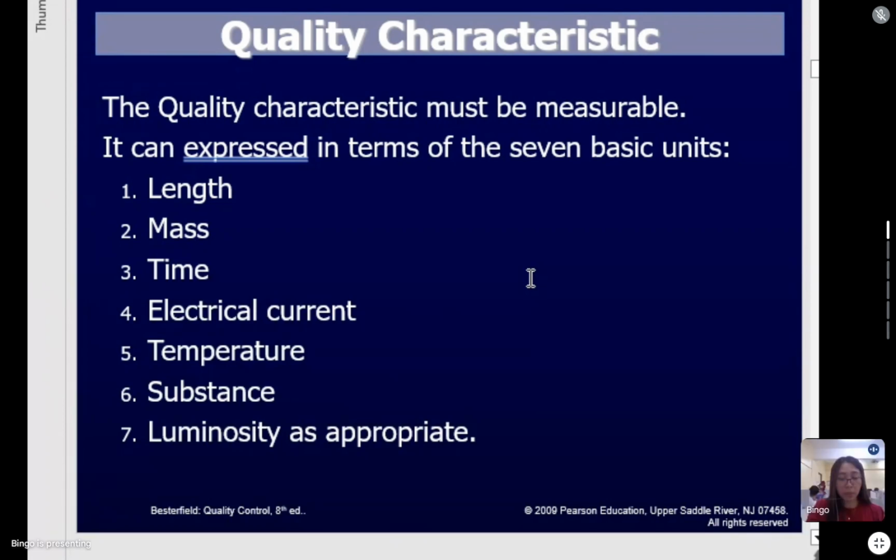Okay. So for length, what are the units that we use? Inches, centimeter, meter, what else? Kilometer. Kilometer, yes. What else? Inches, centimeter, meter, kilometer. Is there more? None? Okay, then how about for mass? Grams, kilograms, pounds, what else? Milligrams. Milligrams, is there more?